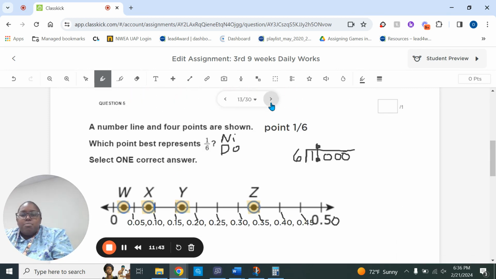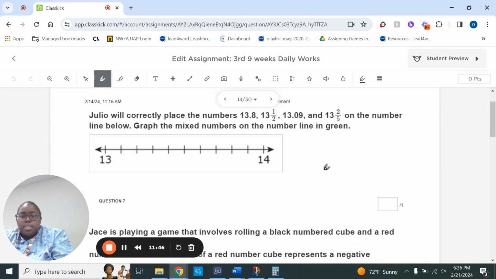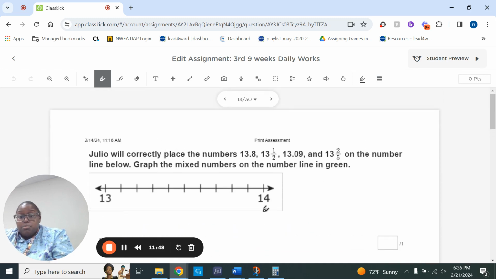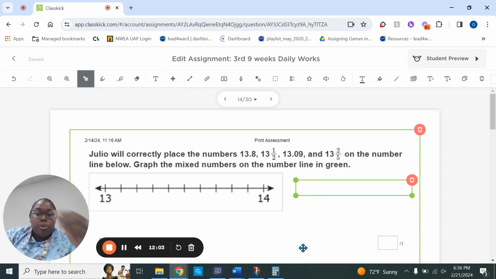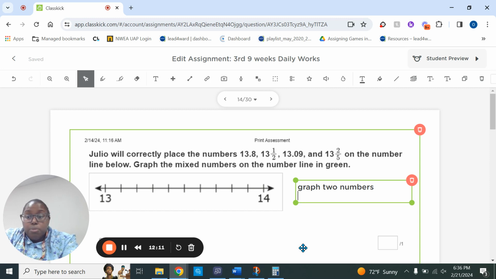All right, moving on to number 6. Number 6, I need you to read it and then identify what we are looking for or what we need to do. Because this one is more of an action, not so much of a find. Graph 2 numbers. Which numbers? 13 1/2 and 13 2/5.